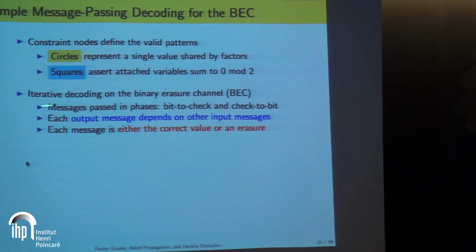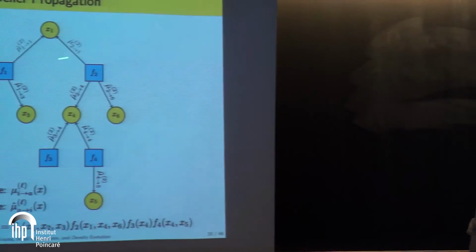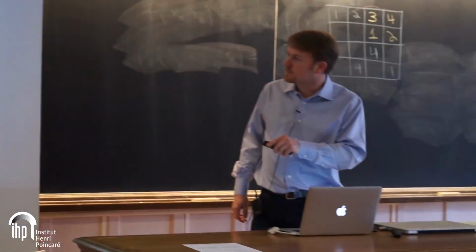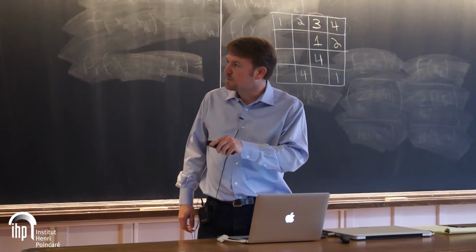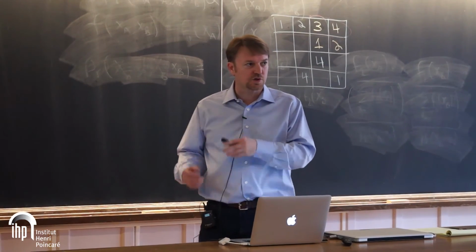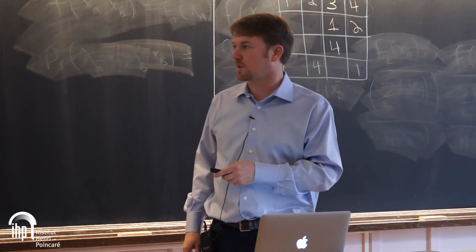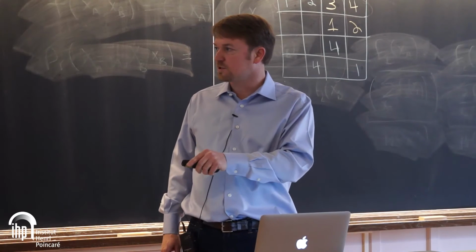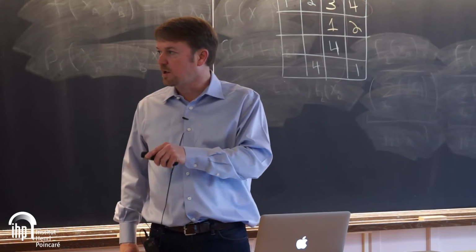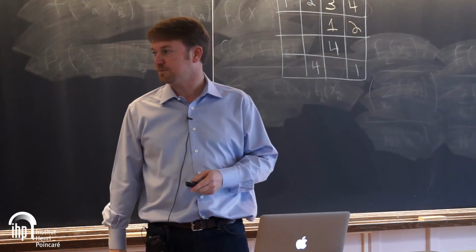And each output message, like we saw in the belief propagation before, has a key property to mention: this output message only depends on this input message, and it does not depend on the message that came the other way. So there's this leave-one-out rule that's very important for belief propagation. Output messages only depend on other input messages, and each message in the binary erasure channel case is either correct or it is an erasure.